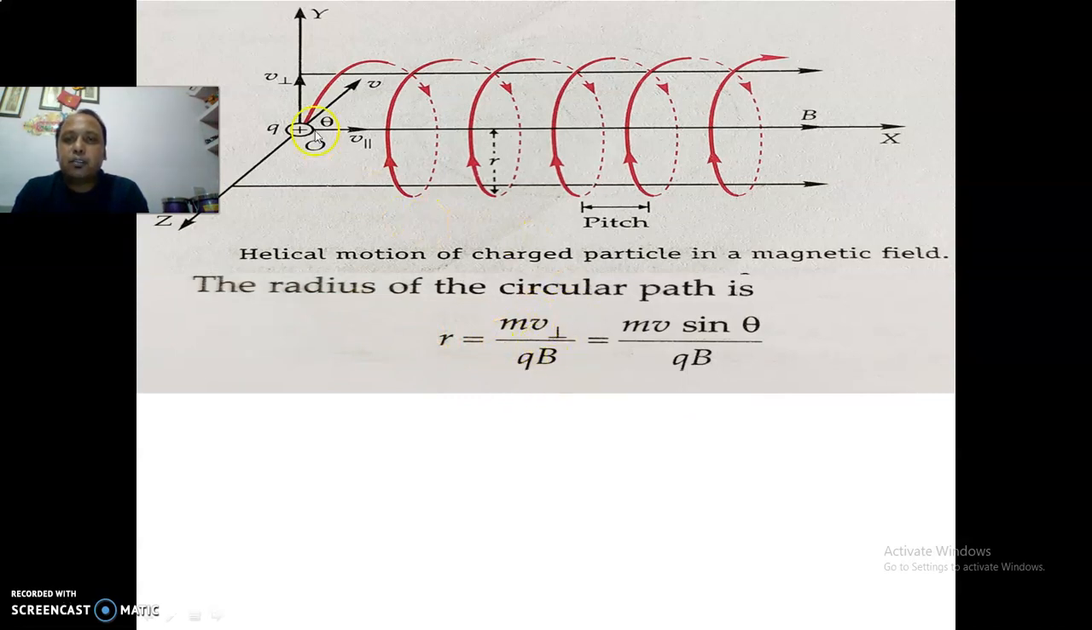Okay, now in this helical motion, the radius formula was mv by qB. Here the perpendicular component is responsible, so m into v perpendicular, which is v sin theta. So we write m v sin theta upon qB. So this is the value of the radius of the circular path.